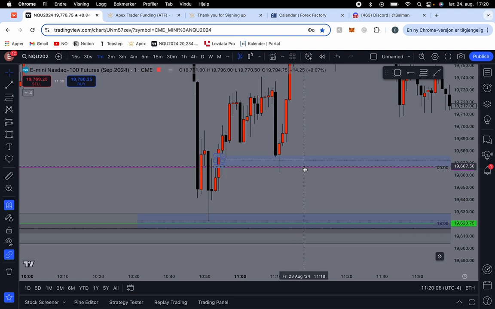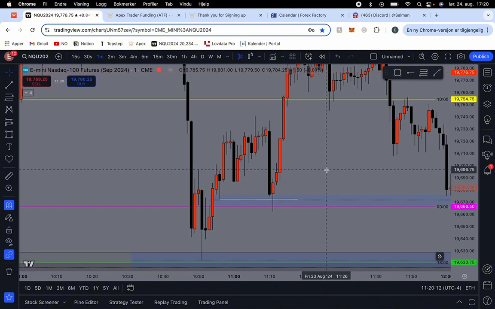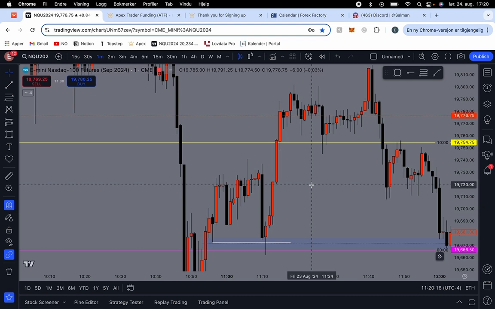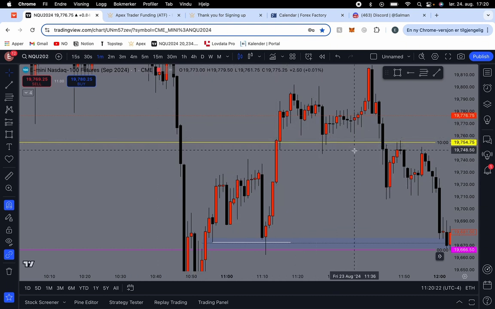yeah, soup the midnight open. I'm gonna go more into detail about this. This is kind of advanced, but let's look at this for example. This is the 10 a.m. open. They behave similarly to each other.